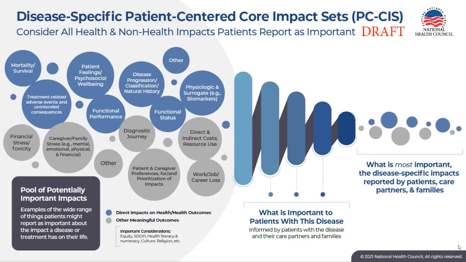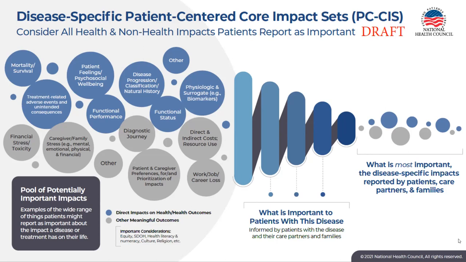And the blue indicates a direct impact on health or health outcomes. And the gray indicates other kinds of meaningful impacts that could have an implication on someone's life or on the patient's family or on their care partner. And so this is a very large pool of things out there that patients might potentially tell us about the impact of a disease or treatment.